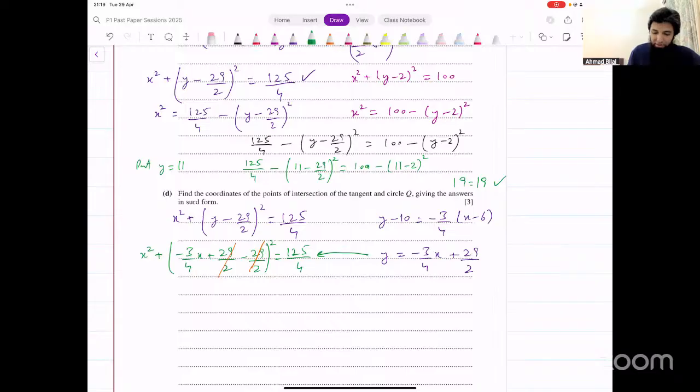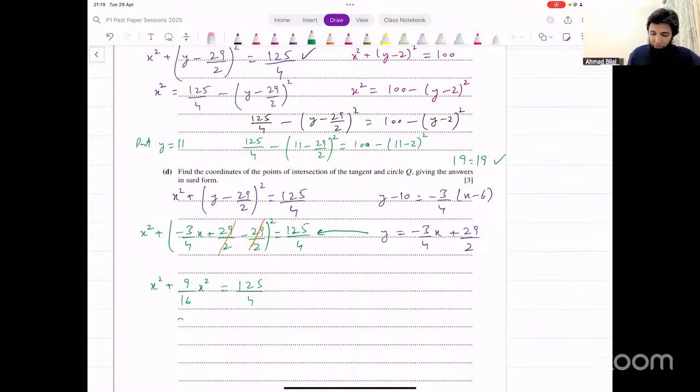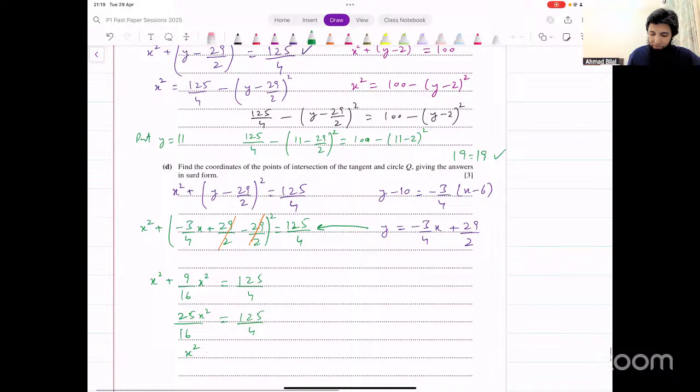So in this case, what do we get now? We have x squared plus minus 3 over 4 x squared. What would that be? 9 over 16 x squared. That equals 125 over 4. 25x squared over 16 equals 125 over 4. And that will give you x squared equal to something.